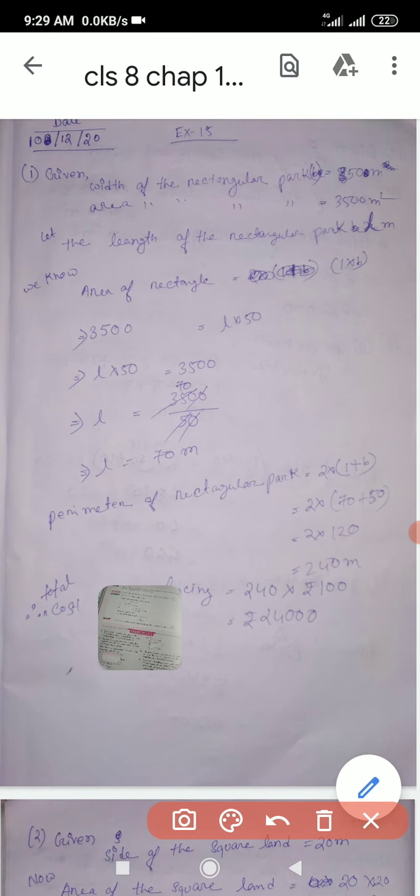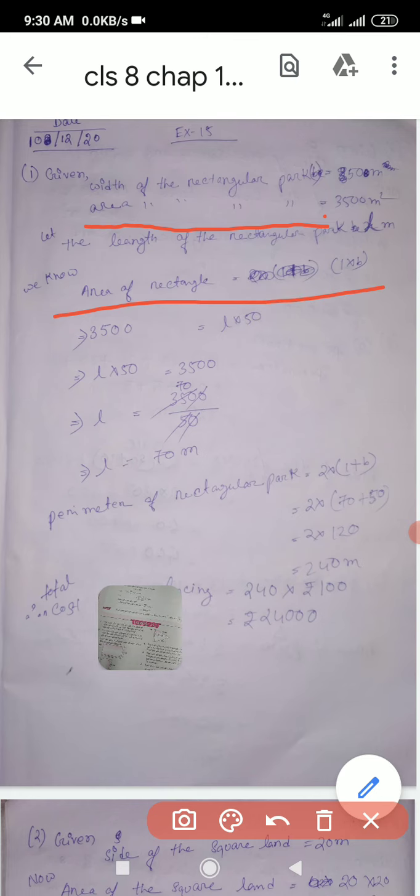So here the area of the rectangular park is 3500 meter square, and the width B is given as 50 meter. Since we don't know the length, let the length be L meter. We know that area of the rectangle is L into B. Area is given 3500, and breadth is given as 50. So L into 50 equals 3500. Now do the calculation and we will get the value L equals 70 meter.